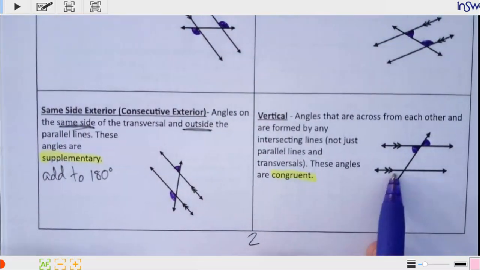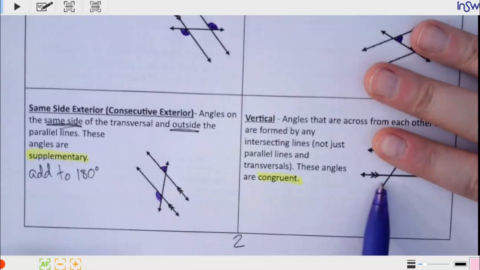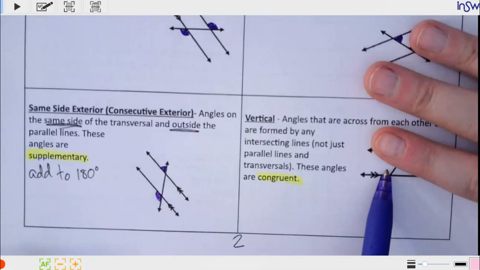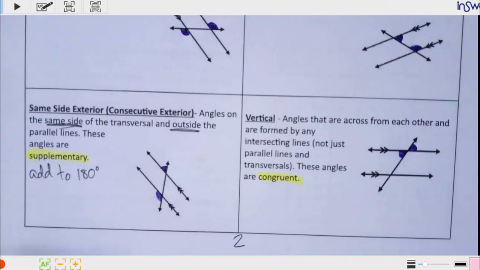What does that mean? So if we just look down here, this angle and then the one directly next to it are linear pairs. This angle and then the one up here directly next to it are linear pairs. Just try to remember the difference between linear pairs and vertical angles.